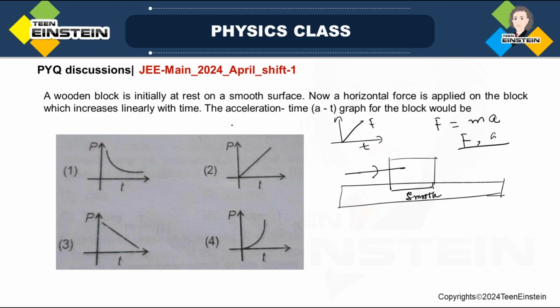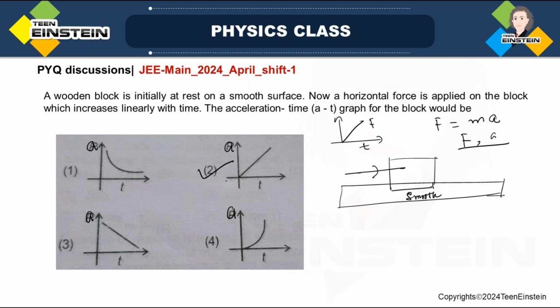So here, this is actually acceleration, not p. These are actually accelerations. So what will the acceleration versus time graph for the block be? Which one is correct here? Option B, option 2, will be the correct answer for this question.